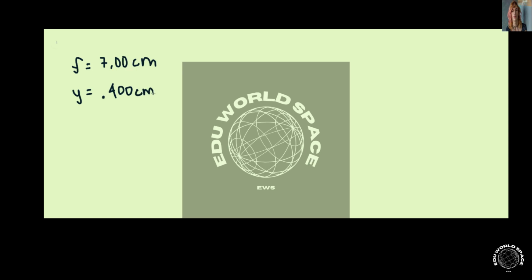0.400 centimeters. And the image is to the left of the lens. So that means that the image has a negative length. So we'll just kind of remember that. Real object. And then the image is 1.30 centimeters, so we can say y prime is 1.30 centimeters, and it's erect. So we know it's positive.